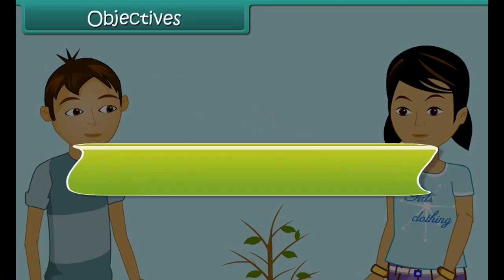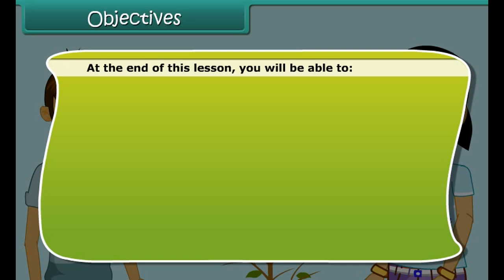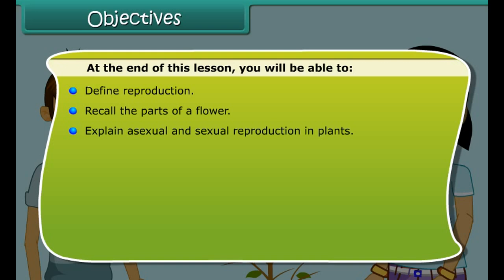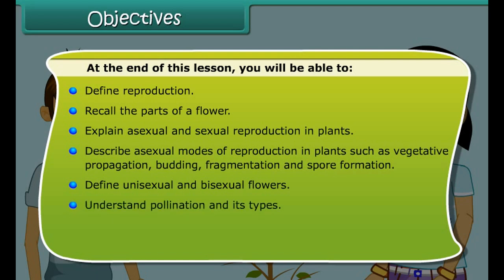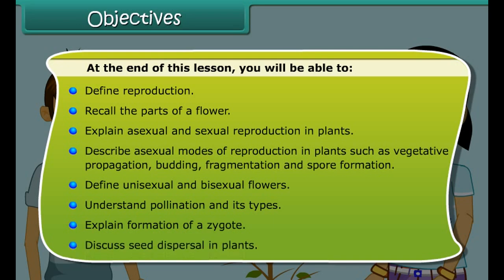Objectives. At the end of this lesson, you'll be able to define reproduction, recall the parts of a flower, explain asexual and sexual reproduction in plants, describe asexual modes of reproduction in plants such as vegetative propagation, budding, fragmentation, and spore formation. Define unisexual and bisexual flowers. Understand pollination and its types. Explain formation of a zygote. Discuss seed dispersal in plants.